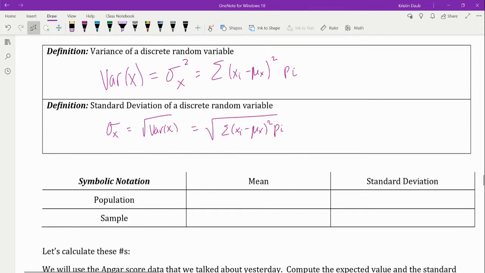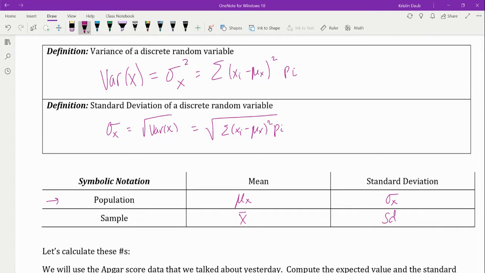So if I have a population and I want to find a mean, these are my parameters, anything that's here on a population. The mean is mu sub x, and the standard deviation is sigma sub x. If I'm coming from a sample, the mean is x bar, and the standard deviation is SD.